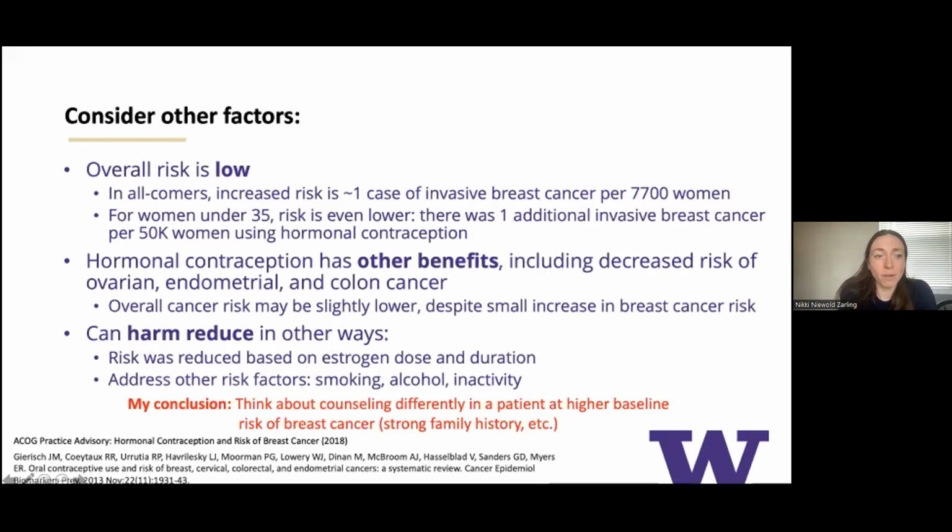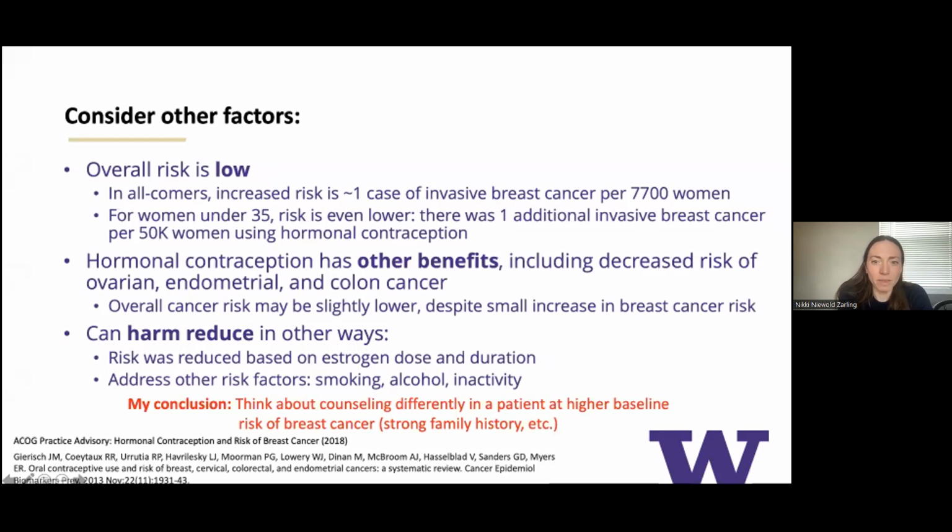You can also think about ways to harm reduce or decrease risk of breast cancer in other ways. Risk was reduced based on estrogen dose and duration, so a lower dose of estrogen for less time. And we always have the opportunity to address other risk factors for breast cancer, like smoking, alcohol use, and inactivity.